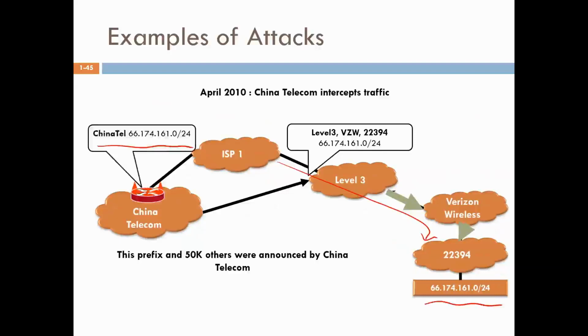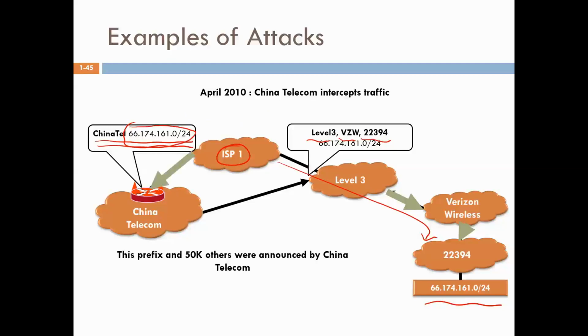It made this announcement, and now ISP1, once it has traffic to send to this network, has two possibilities. One goes through Level 3, and then through Verizon, and then through 22394, and one goes directly through Chinatel. You have to take care here that Chinatel appeared to have this network 66.174.161.0 internally. It's as if China Telecom has purchased this network. And so ISP1 now thinks that this network is directly connected to Chinatel, and so it will send the packets to it.